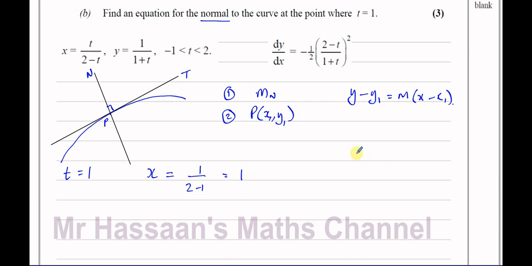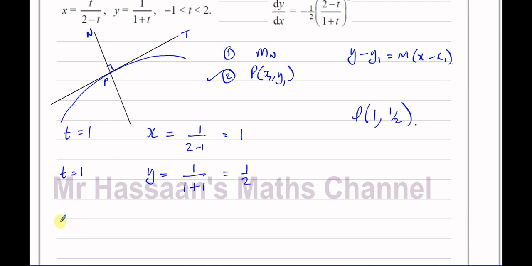Okay, so we can say that for the point that we call P, the x coordinate is 1. And when t equals 1, y is equal to 1 over 1 plus 1, which is 1 over 2. So P is (1, 0.5), those are the coordinates of the point. We got that now. Next, we need to find the gradient of the normal to the curve.